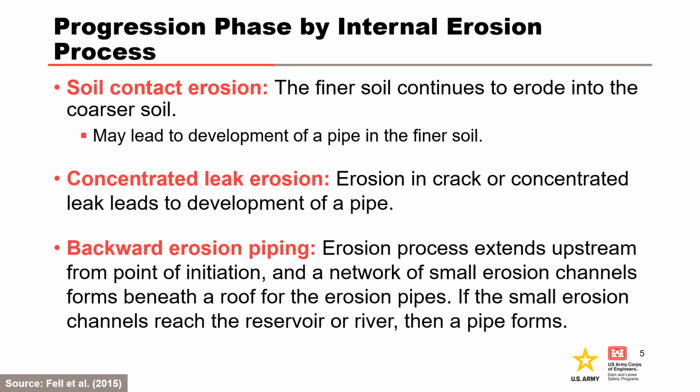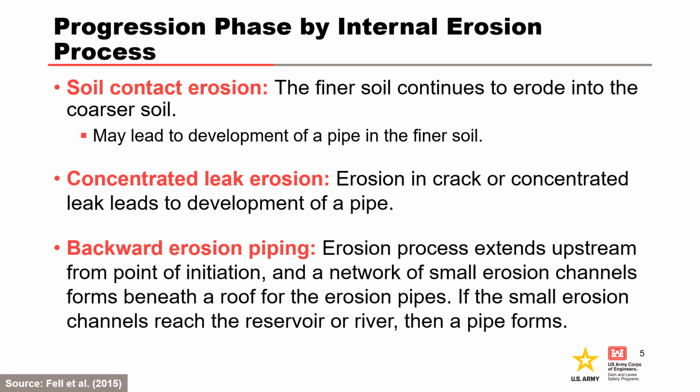For soil contact erosion, erosion of the finer soil into the coarser soil continues and may lead to the development of a pipe in the adjacent soil. For concentrated leak erosion, erosion in a crack or concentrated leak leads to the development of a pipe.